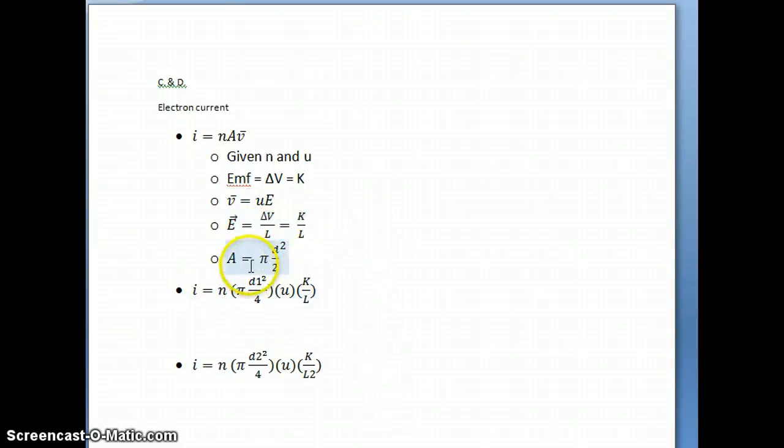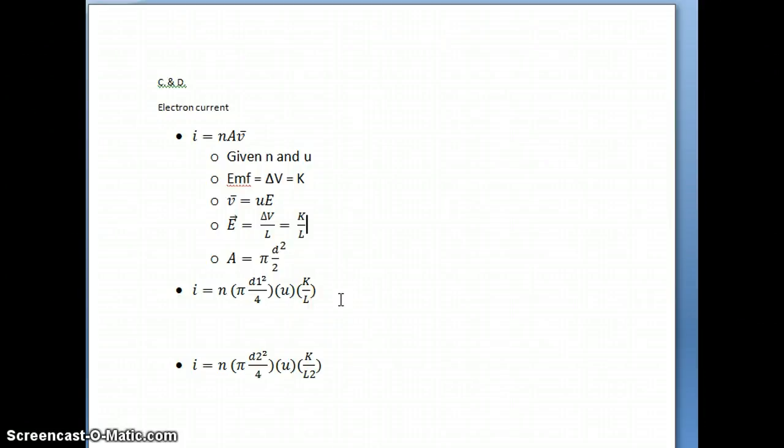We can also find the cross section. We're given the diameter, and the diameter divided by 2 will give us the radius, and so we can find the cross section. Once you plug everything in, you get the mobile electron density times the cross section, which will be pi d1 squared over 4 for our radius, multiplied by the electron mobility times K over L, which is our E, and we'll find the electron current.